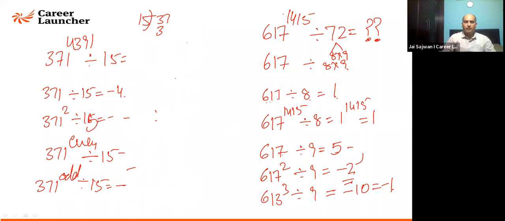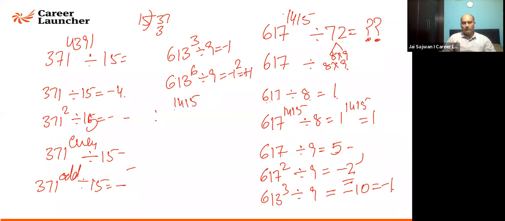There we go. Now what I say here is 613 to the power of 3, when divided by 9, the remainder is -1. If I square on both sides, the remainder will be (-1) squared, which is +1. So 1415, the power, will be divided by 6. 6 2s are 12, 21, 6 3s are 18. Remainder is 5. Fine. So I know the remainder comes out to be 5.